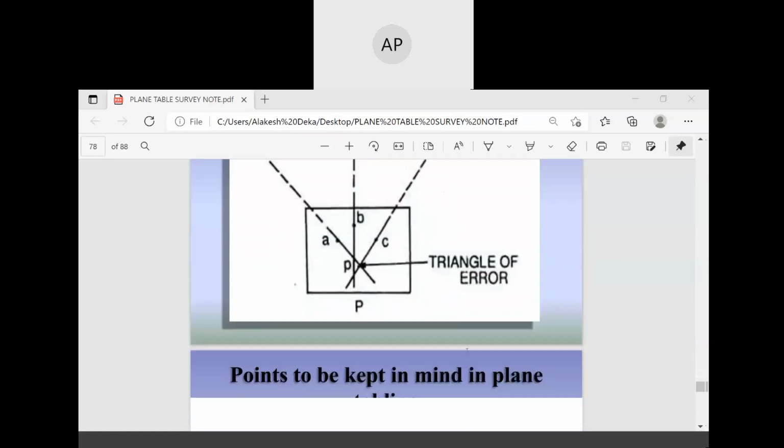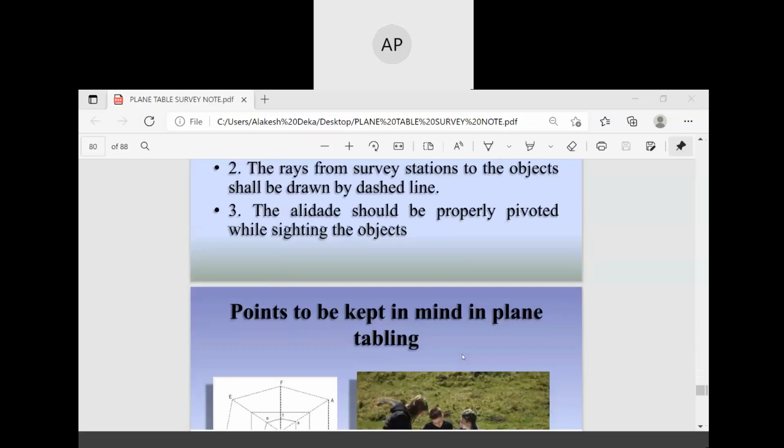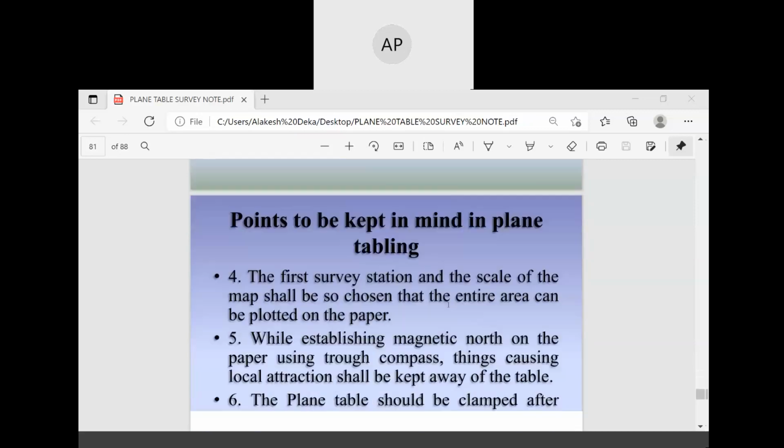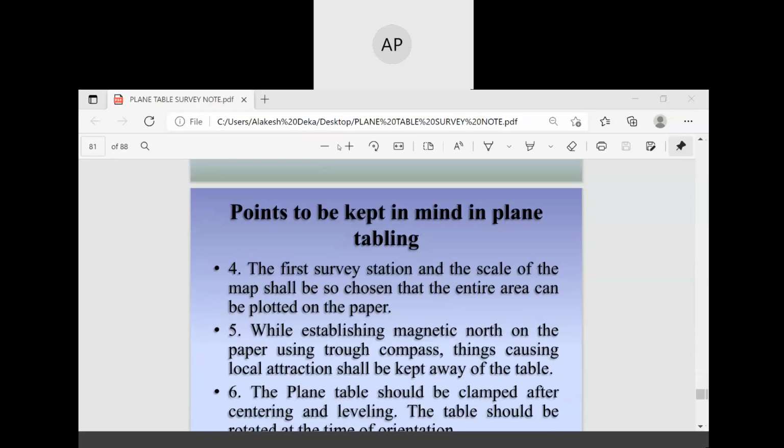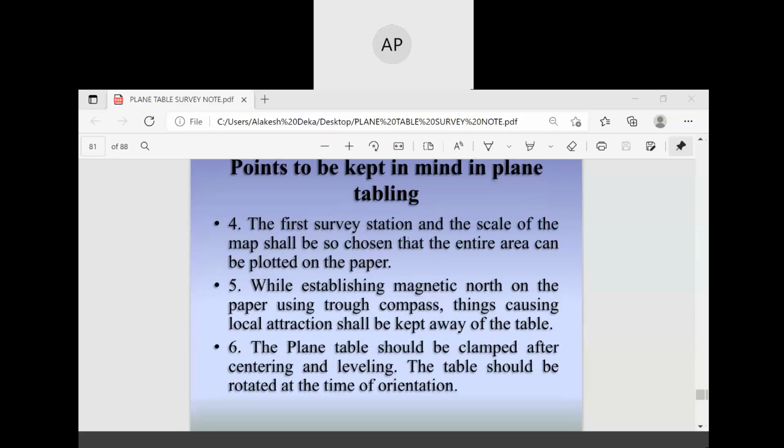So you study these three mechanical methods yourself, okay? And points to be kept in mind in plane table: the first station and the scale of the map shall be chosen so that the entire area can be plotted on the paper. While establishing magnetic north on the paper using a trough compass, things causing local attraction shall be kept away from the table. The plane table should be clamped after centering and leveling. After centering and leveling, the table should be rotated at the time of orientation.